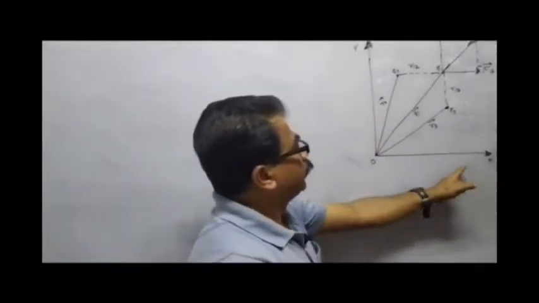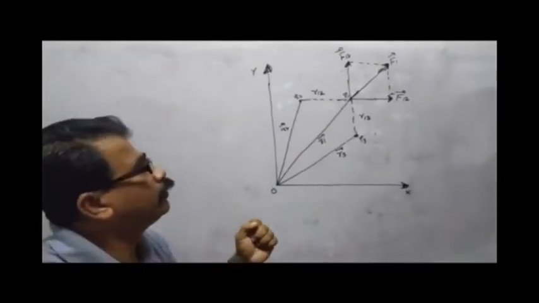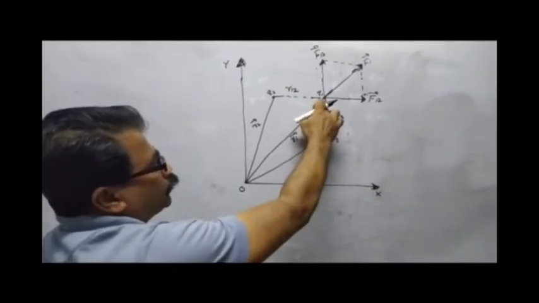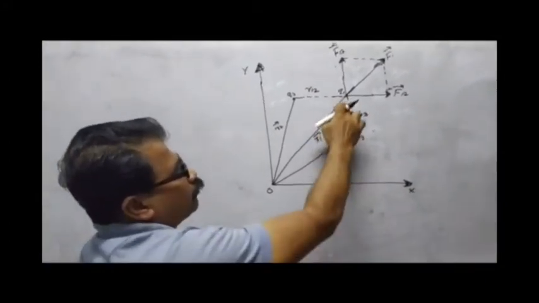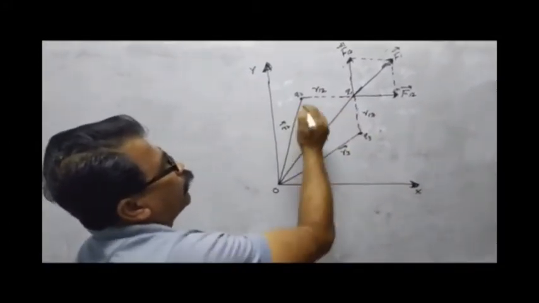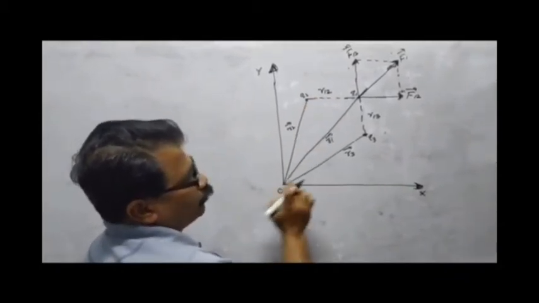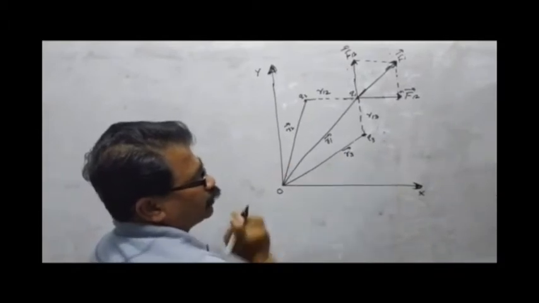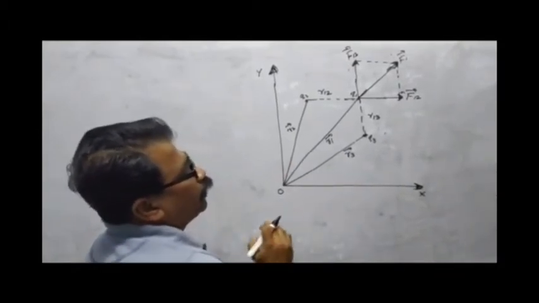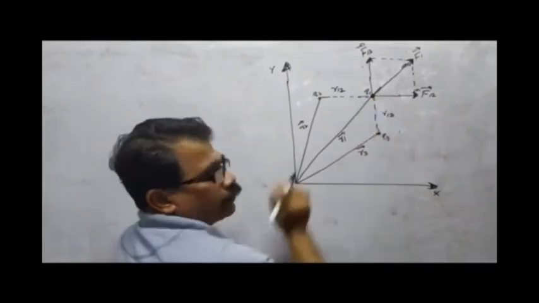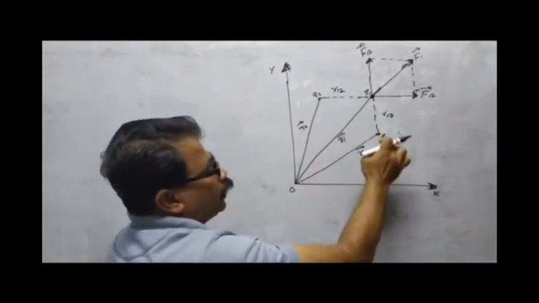For example, if we have a coordinate system x, y, and let q1 be a charge, for example a positive charge, and the position vector of q1 is r1, and another charge q2 with position vector r2, and another charge q3 with position vector r3. Here, what is the total force acting on this charge q1 due to q2 and q3?